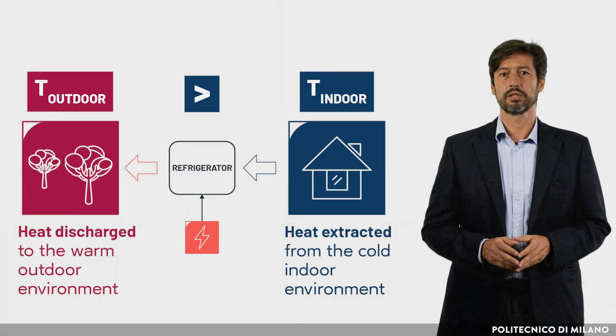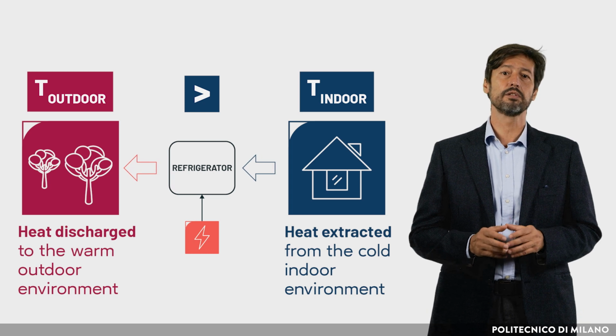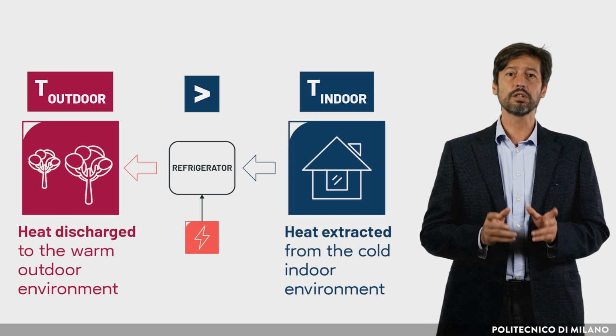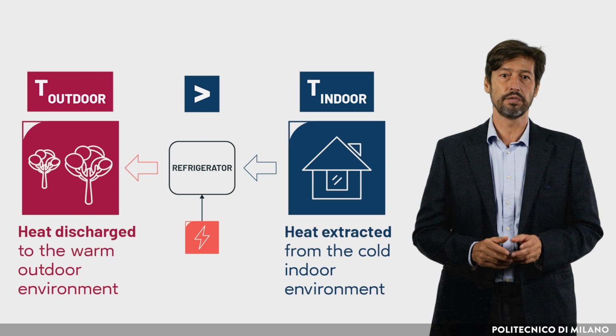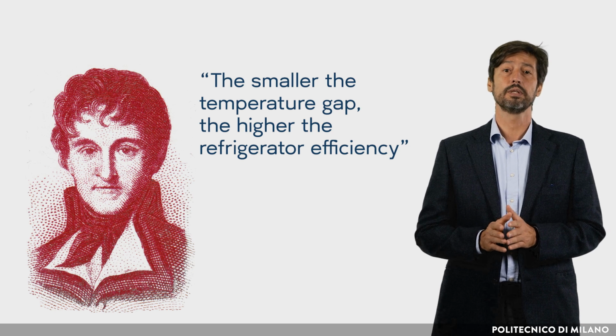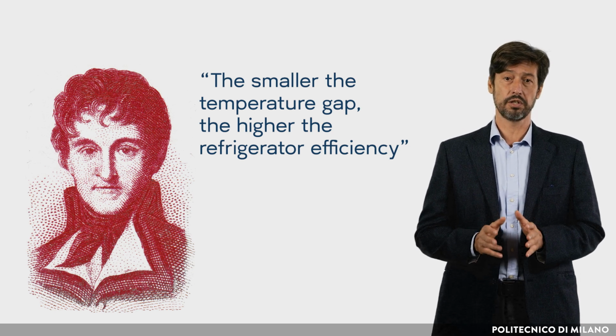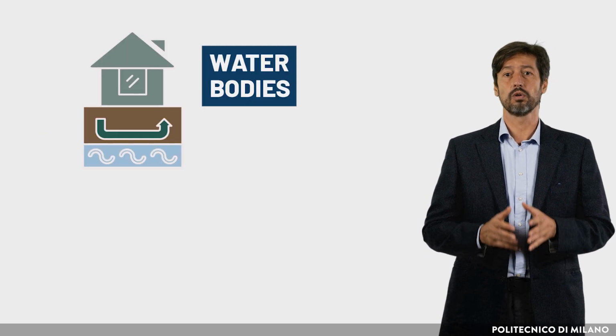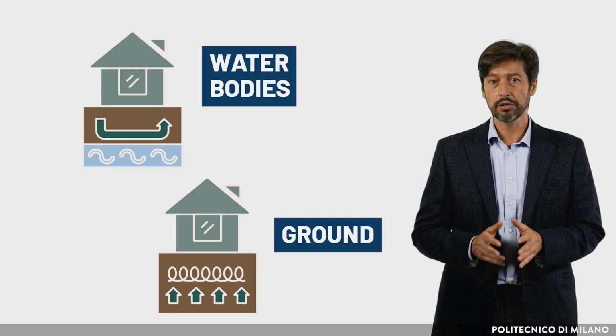Same considerations can be made when the cycle runs in reverse mode and the machine works as a refrigerator of the indoor space. As Carnot says, the smaller the temperature gap, the higher the refrigerator efficiency. Even in this case, water reservoirs or ground achieve a minor delta T.